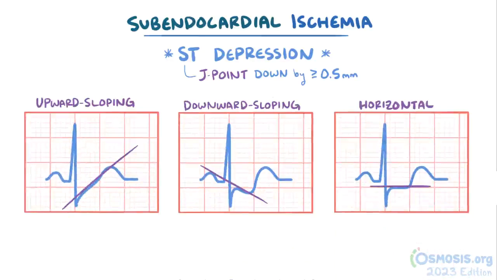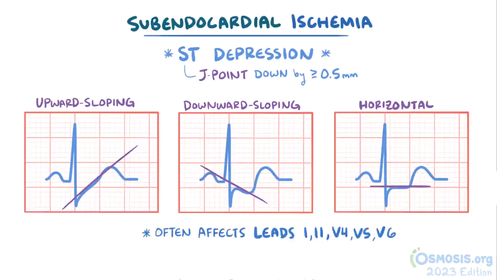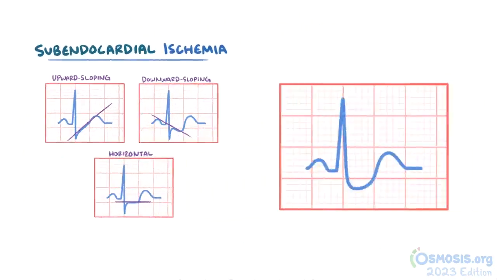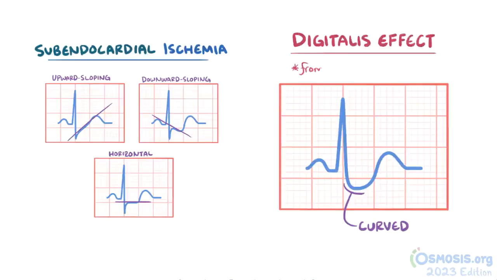In subendocardial ischemia, ST depressions are usually widespread, often affecting leads 1, 2, and V4 through V6. With such widespread involvement, it's tough to determine which coronary artery caused the ST depression. As a little side note, if the ST segment is depressed and curved, it might actually be due to digitalis effect, which is when the patient takes the medication digoxin, rather than being due to subendocardial ischemia.